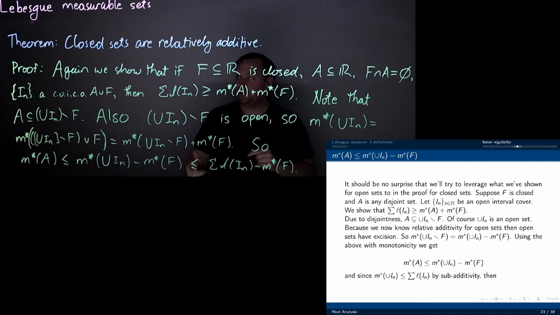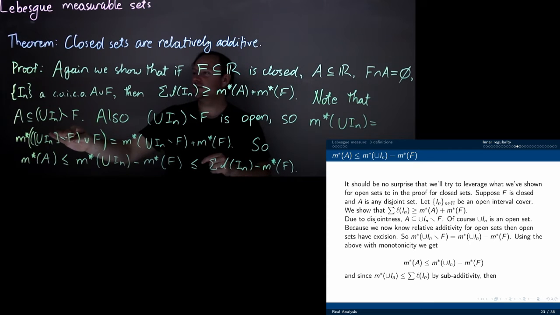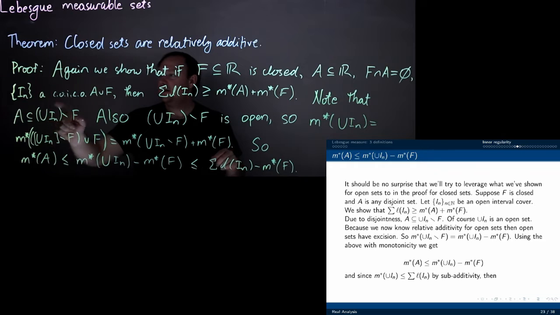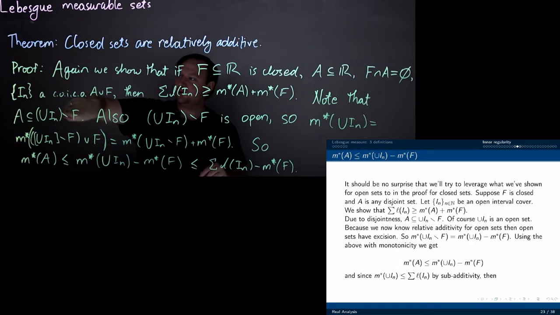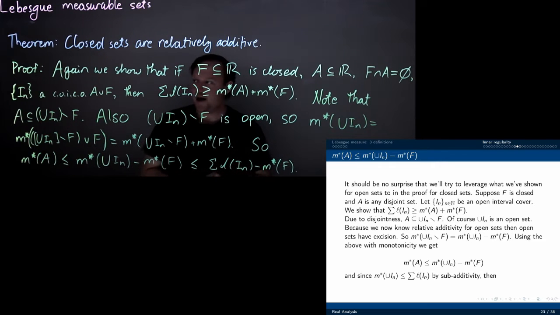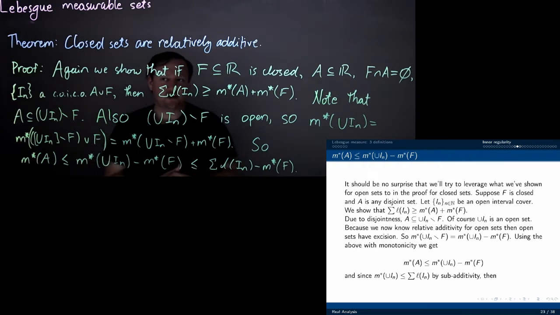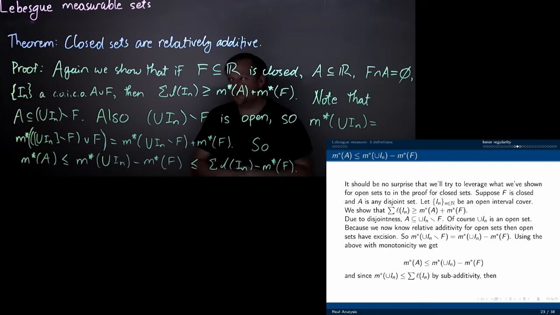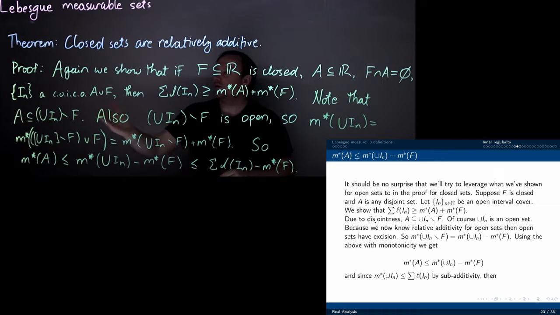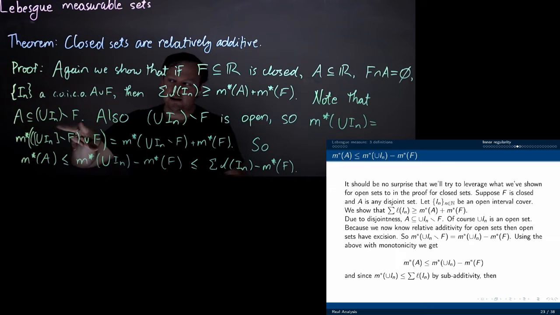In particular, because A and F are disjoint, A being covered by this union of open intervals, right? This is an open interval cover of the union, so it also must cover A. And if you delete F from it, well, F and A are disjoint, so you're not losing any of the elements that are in A. So A is contained in this.